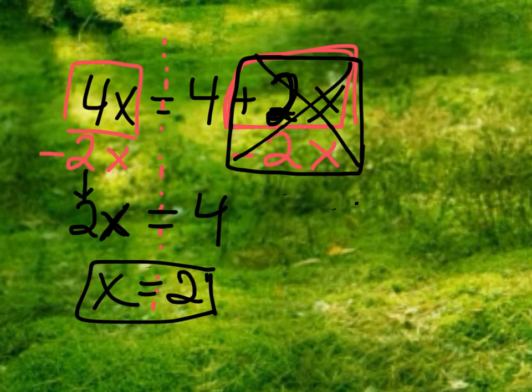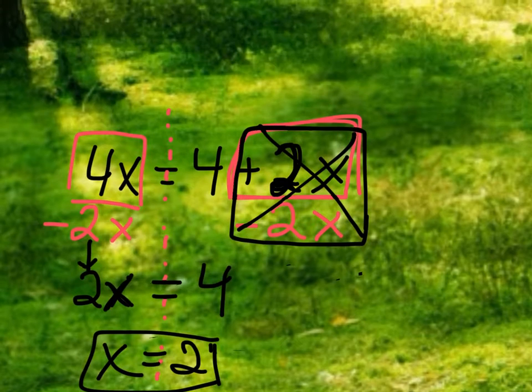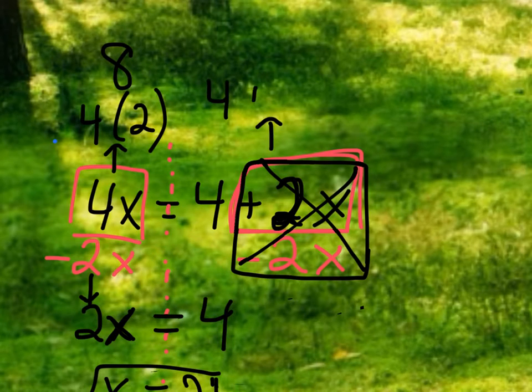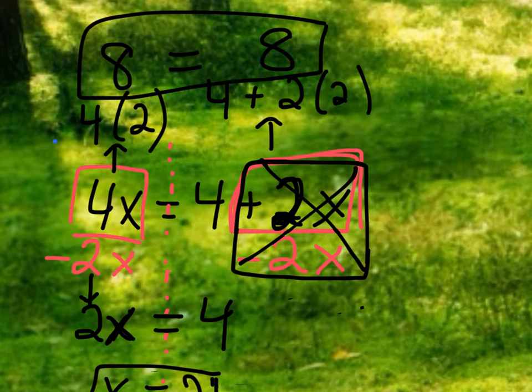And it's worth just double checking our answer. So back to the original equation of 4x equals 4 plus 2x. If I were to replace x with our answer, which is 2, I would get 8 on the left side, that's 4 times 2, and on the right side I would do 4 plus 2 times 2, which is the same thing as 4 plus 4, which is also 8. So since both the left and right side are equal to each other, we know we've got the right answer.